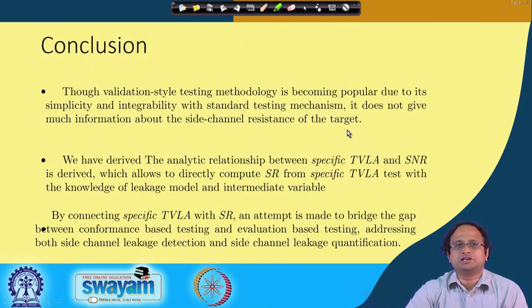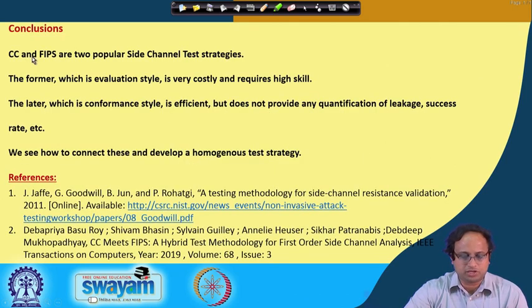So once you have this framework, we can discuss some of the final conclusions based on our observations. Let me just conclude by these comments that CC and FIPS are two popular side channel test strategies. The former, which is an evaluation style, is very costly and requires high skill, whereas the latter, which is a conformance style, is efficient, but it doesn't provide any quantification of leakage or success rate.